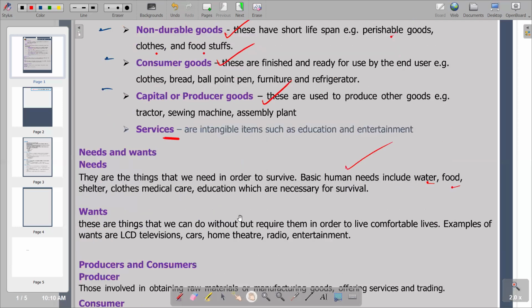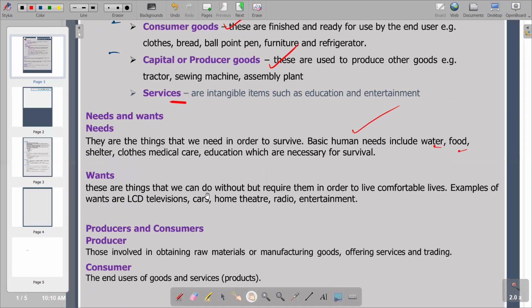Then we have wants. These are things that we can do without, but require in order to live a comfortable life. Examples are a television, cars, home theater, radio, entertainment. These are things that you can live without. But obviously, they represent that the quality of life that you are living has been upgraded.